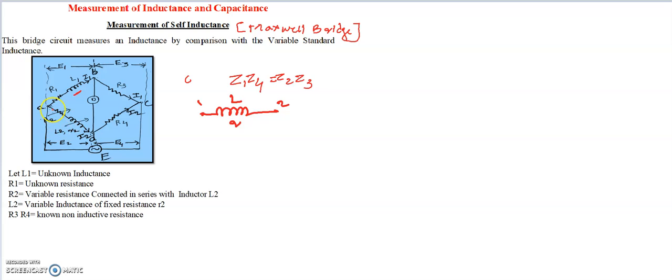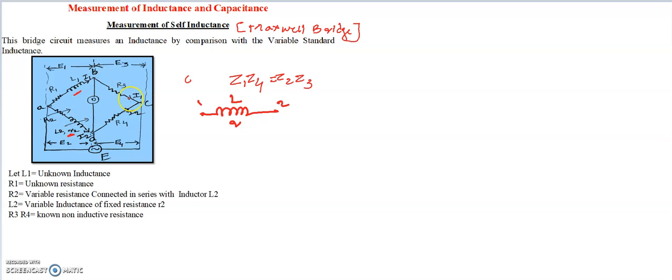Okay, and second arm is having the impedance R2 and L2. So R2 is a variable resistance connected in series with this inductance. Okay, both are variable. So R2 is variable resistance, and L2 is also a variable inductance, and it has a fixed resistance of small r2. Remember, small r2. Okay, so R2 and L2 are connected in series, and this variable inductance has a fixed resistance of small r2. So this is the second arm.